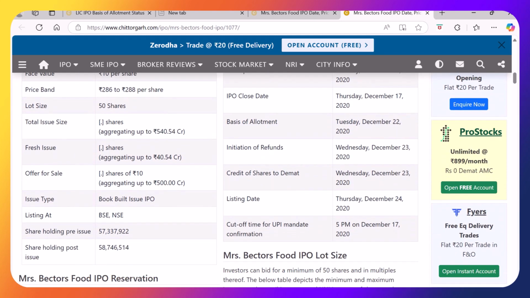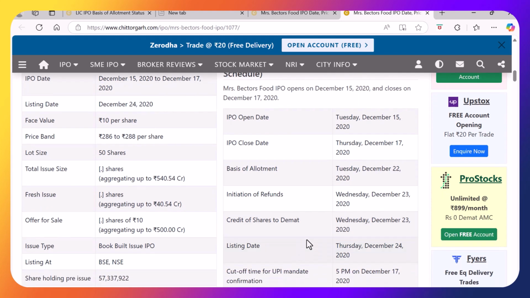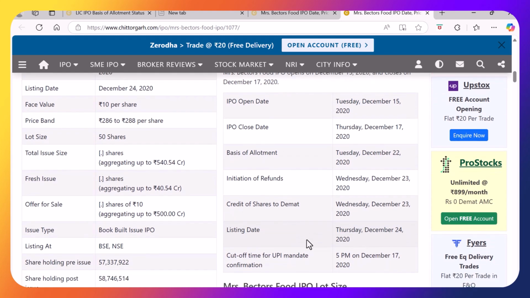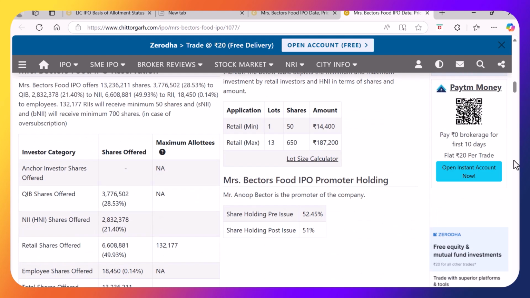So, the tentative schedule. This is the schedule that is given. If you look at the opening date and the closing date, the basis of allotment will be announced on 22nd. Then the refunds will be initiated on 23rd for any money received beyond what the company desired. Then the shares will be credited to the shareholders' accounts on 23rd December. The listing date will be 24th. Cut-off time for UPI mandate: if you are applying through UPI, it's 5 p.m. up to 17th December that you can make an application. This has already happened.